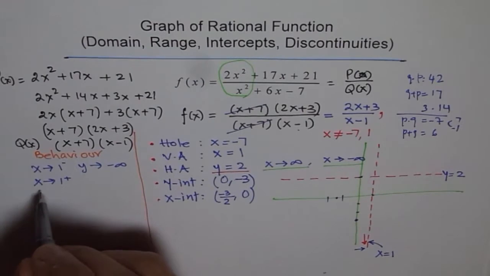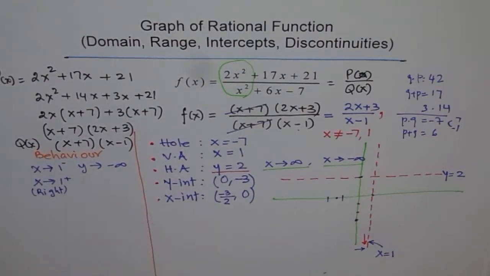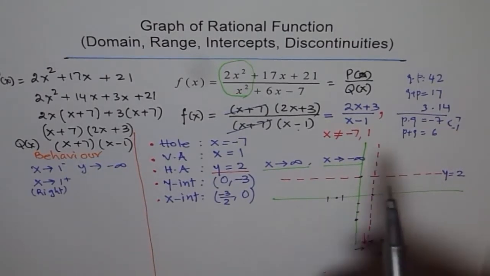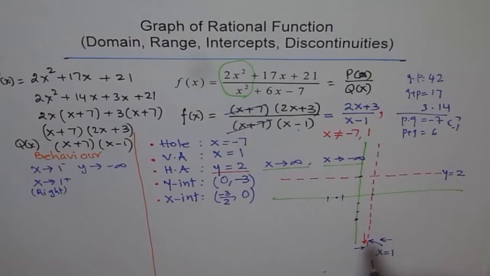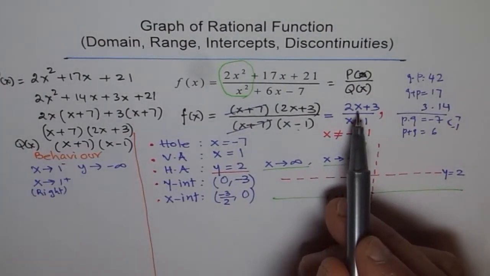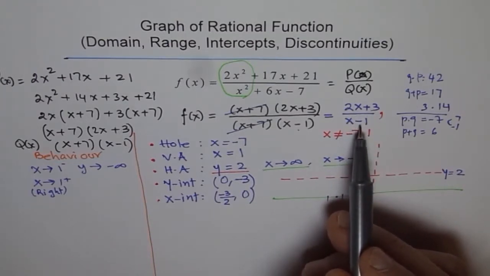That means right side, and that was left side. So now we are trying to approach from this side. Let me take a value 1.1. If I take 1.1, this becomes positive and that is positive, right? Positive, positive. 1.1 minus 1 will be 0.1, positive.